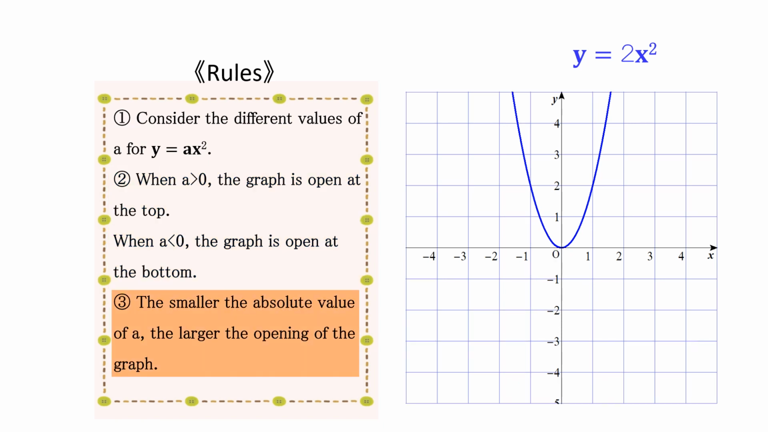Next, let us compare the graphs of y equals 2x squared and y equals 1/2 x squared. Comparing the graphs of y equals 2x squared and y equals 1/2 x squared, the opening of the graph is larger for y equals 1/2 x squared. From this, we can see that the smaller the absolute value of a, the larger the opening of the graph.